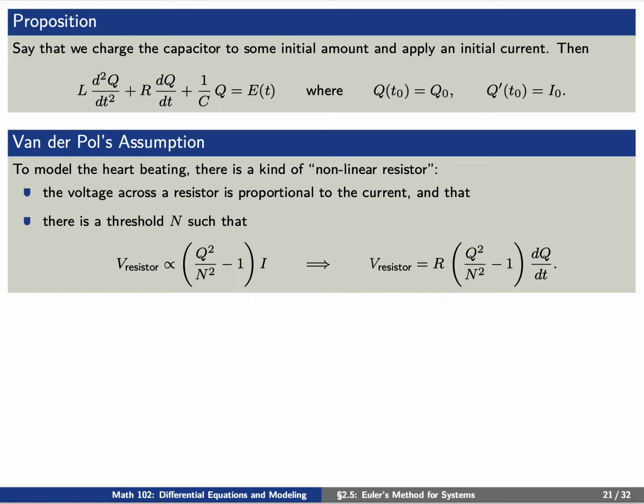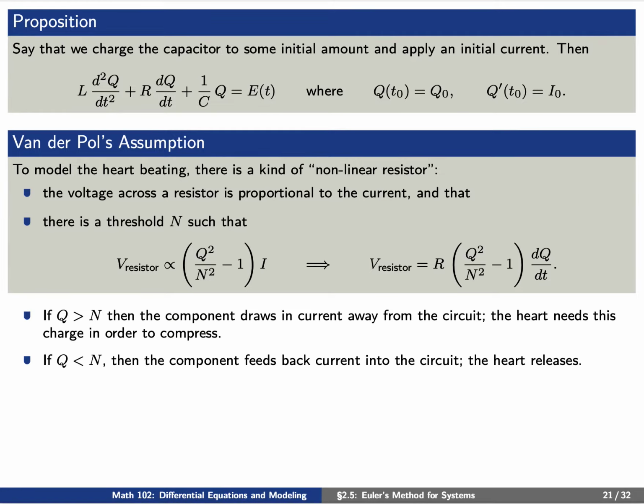Van der Pol made the following assumption. In order to model the heart beating, he assumed that there is some type of a non-linear resistor. That is, first, we can make the same assumption as before, that the voltage across a resistor is proportional to its current. But second, he made a new assumption. Let's say that there is some threshold n such that the voltage across the resistor looks like Q squared over n squared minus 1 times our current I.